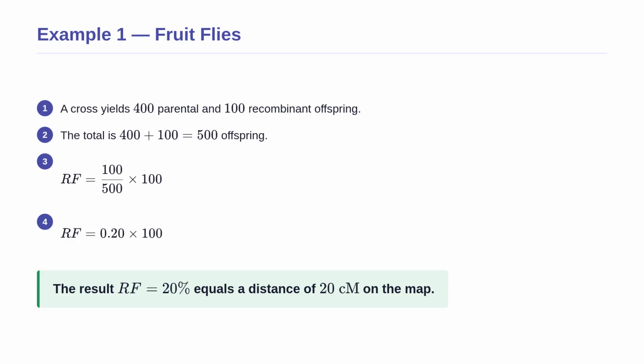First, we find the total number of offspring by adding 400 and 100, giving us 500 total flies. Next, we substitute our values into the formula. We place the 100 recombinant flies in the numerator and the 500 total flies in the denominator. Dividing gives us 0.20. Finally, multiplying by 100 gives us 20%. Because 1% equals 1 map unit, the genetic distance is exactly 20 centimorgans.